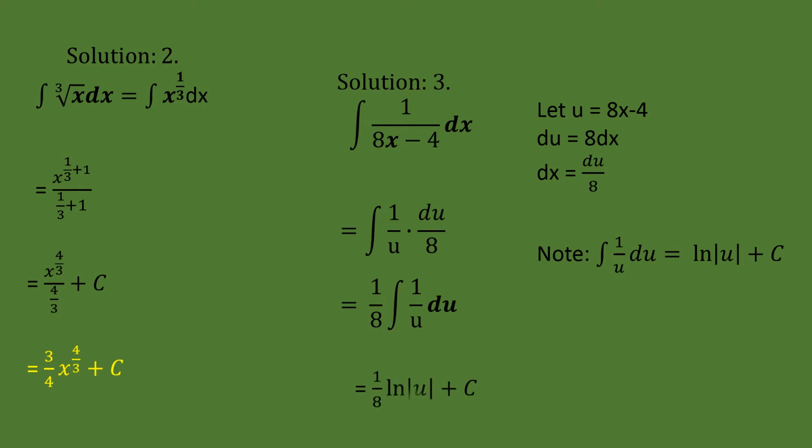Then from that, it will become 1 over 8 ln of u plus c. Then substituting the value of u, which is 8x minus 4, plus c. So this one is our final answer for the integral of 1 over 8x minus 4 dx.